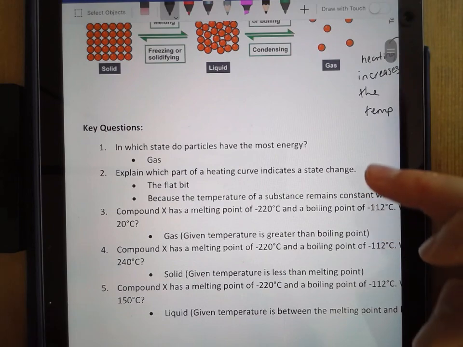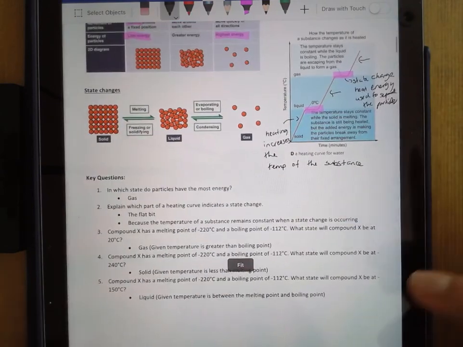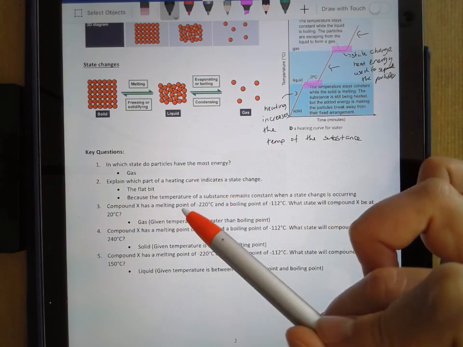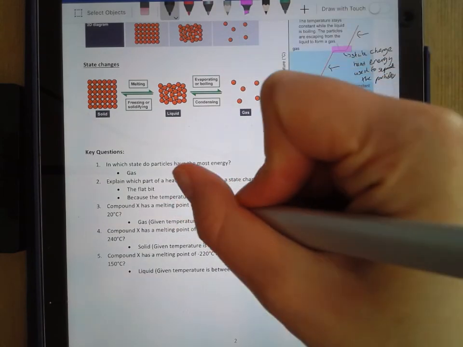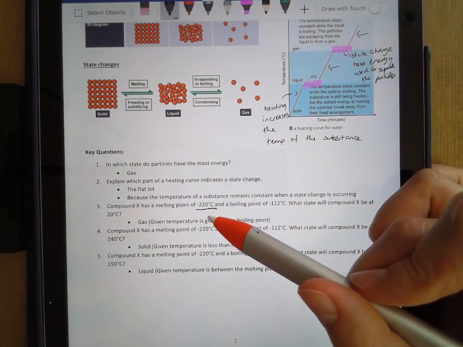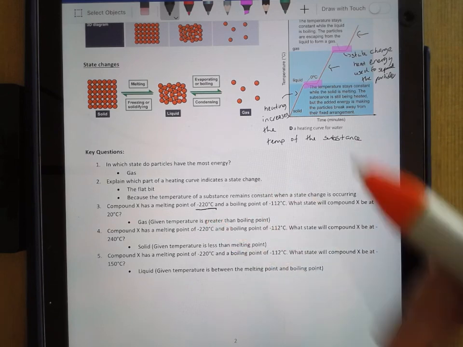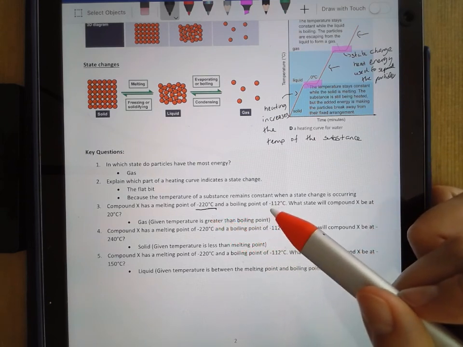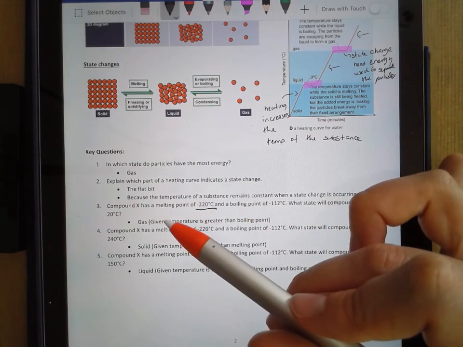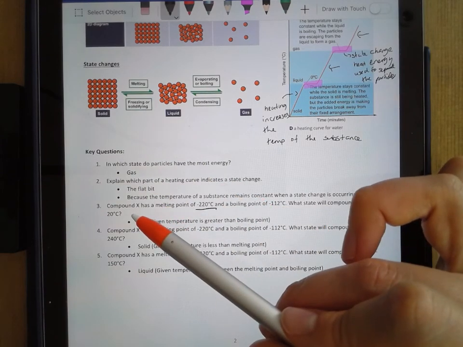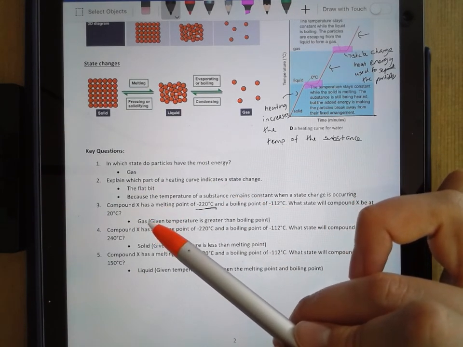The other thing I would recommend knowing is just being able to predict the state of a substance when they give you the melting point and the boiling point. So here it says compound X has a melting point of minus 220 degrees Celsius. So at minus 220 degrees Celsius, which is really, really cold, this substance is going to go from a solid to a liquid. And then if you heat it up to minus 112, it's going to become a gas. So what state will the compound be at 20 degrees Celsius? Well, if it was becoming a gas at minus 112, it's definitely going to be a gas at 20 degrees Celsius. So it's a gas.